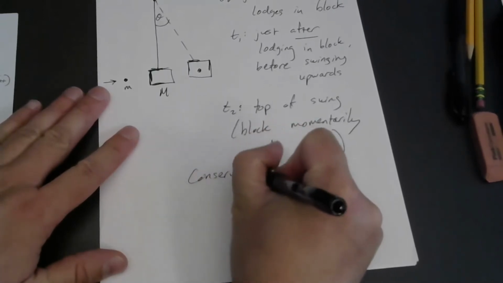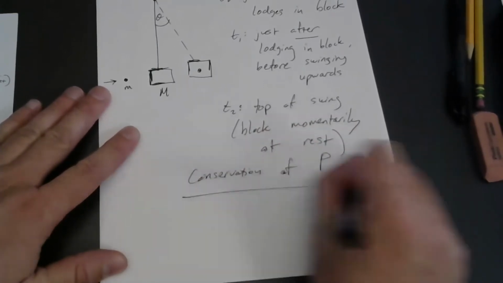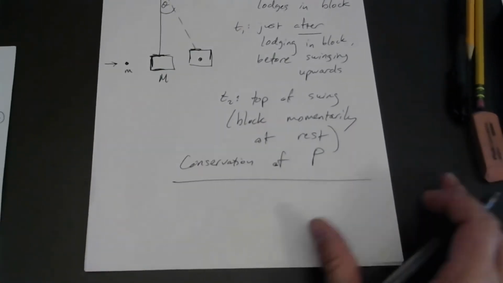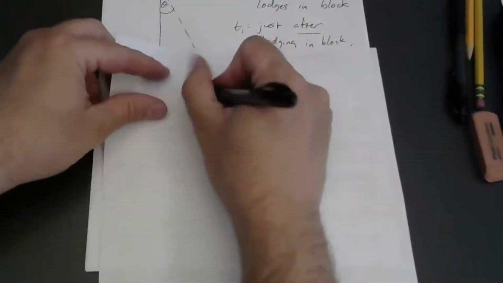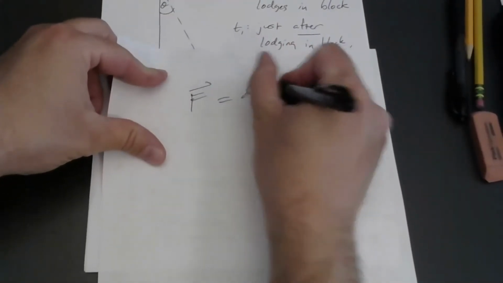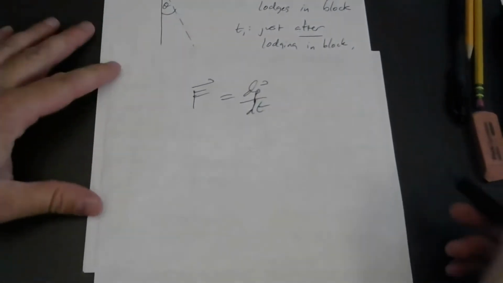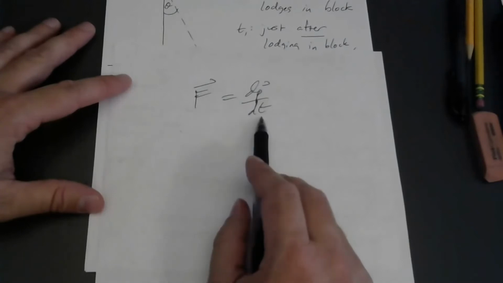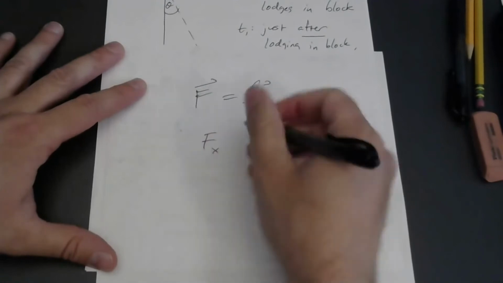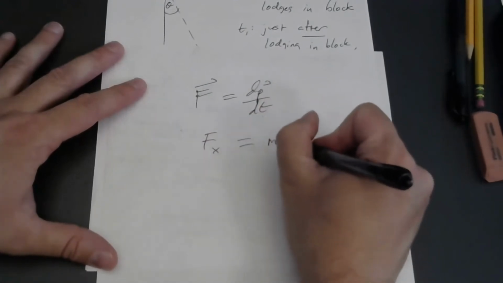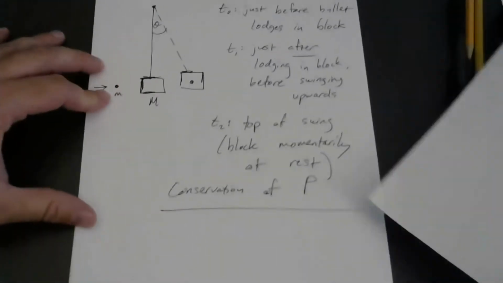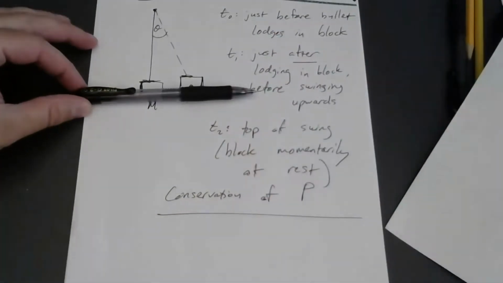Okay, conservation of P. And remember, momentum is not always a conserved quantity. What has to be true? Well, if you ever forget, just look at our new way of writing Newton's second law. Force is the time derivative of momentum. So if there is no force, there is no change in momentum. Now, this is a vector equation, so you should apply it separately along each axis. And I'm going to think of this as the x-axis for this problem.